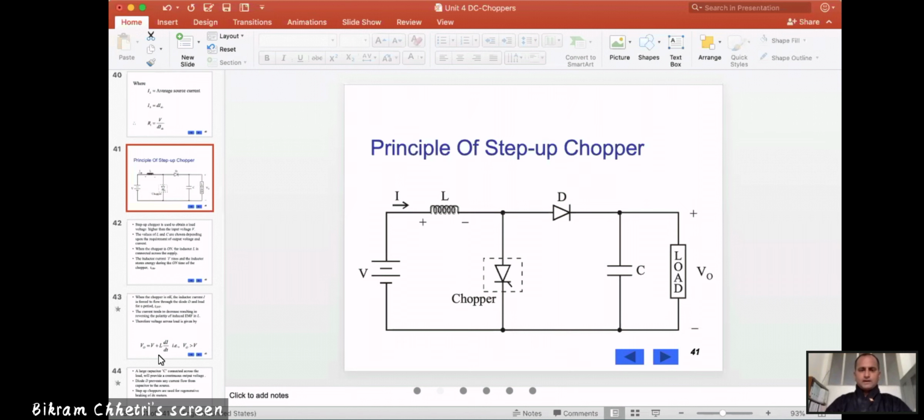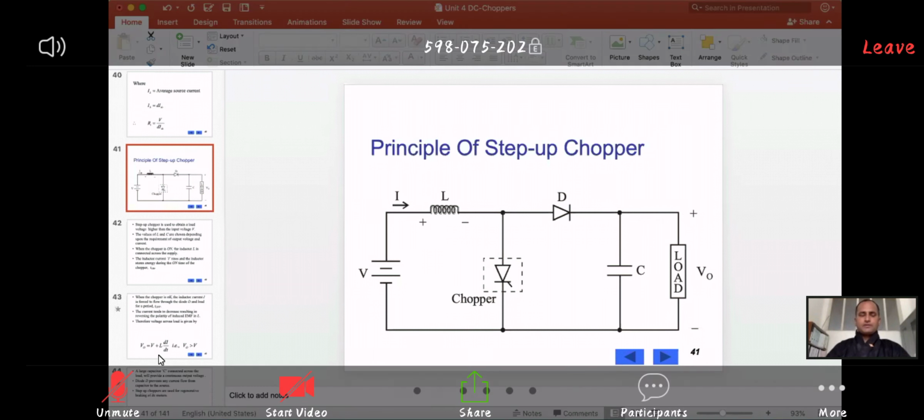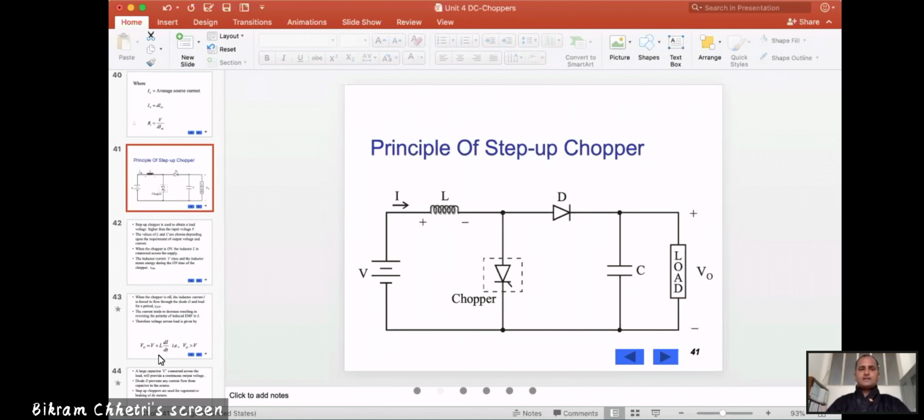And there are other classifications of choppers, class A, class B, class C. We'll look at these later on. But now what you need to focus on more is how the chopper works and the different ways to maintain the output voltage.